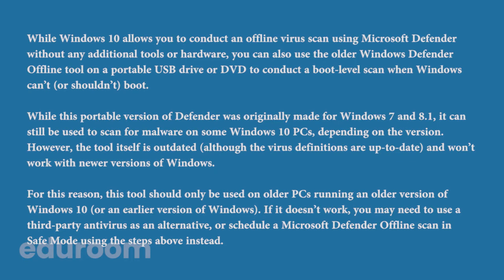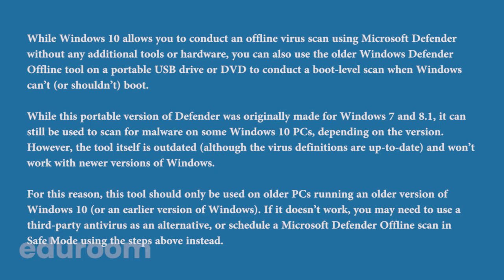While this portable version of Defender was originally made for Windows 7 and 8.1, it can still be used to scan for malware on some Windows 10 PCs, depending on the version. However, the tool itself is outdated, although the virus definitions are up to date, and won't work with newer versions of Windows. For this reason, this tool should only be used on older PCs running an older version of Windows 10, or an earlier version of Windows.